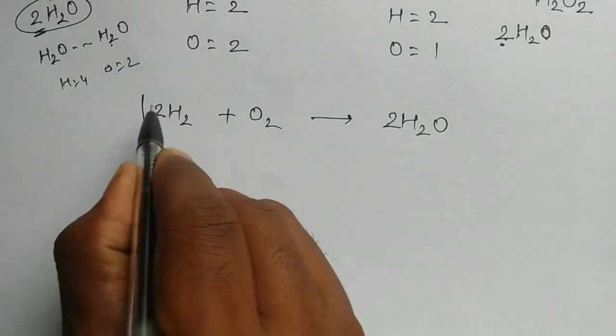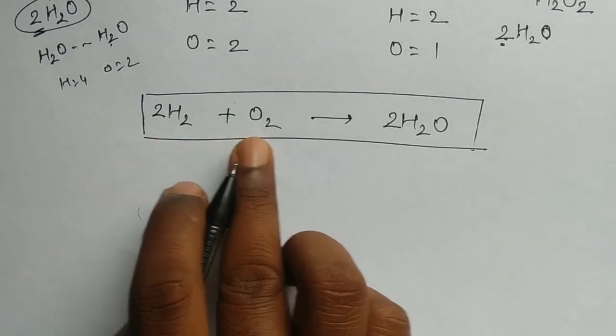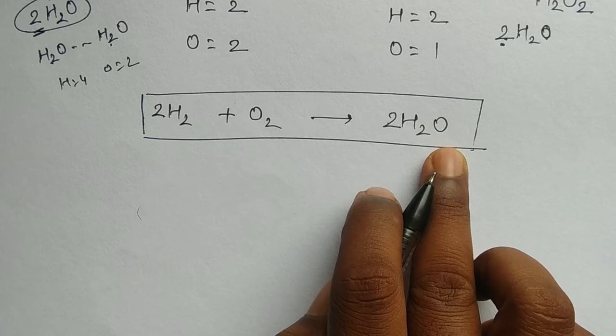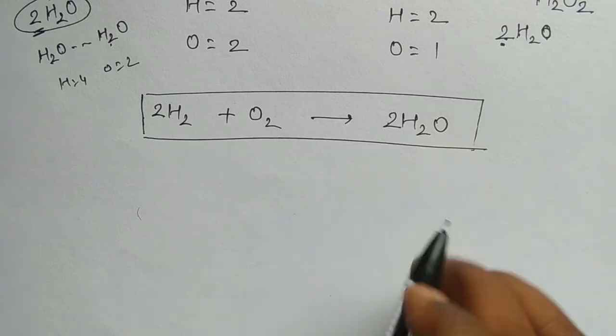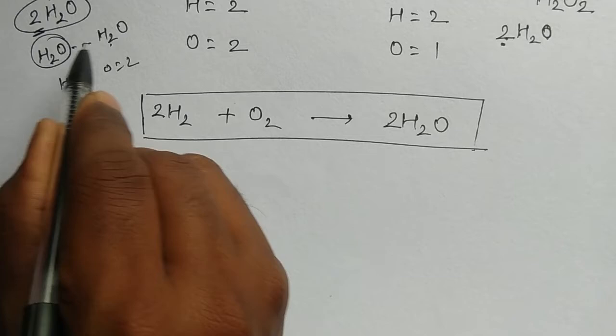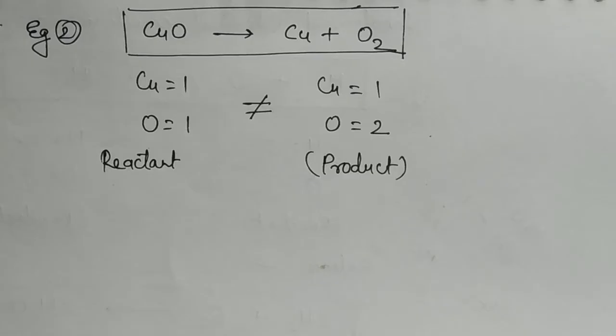So in this way we can write 2H2 + O2 = 2H2O. In this way we can balance the unbalanced chemical equation. Remember that we cannot change the formula of a compound. Okay, now students, let me give you another example.